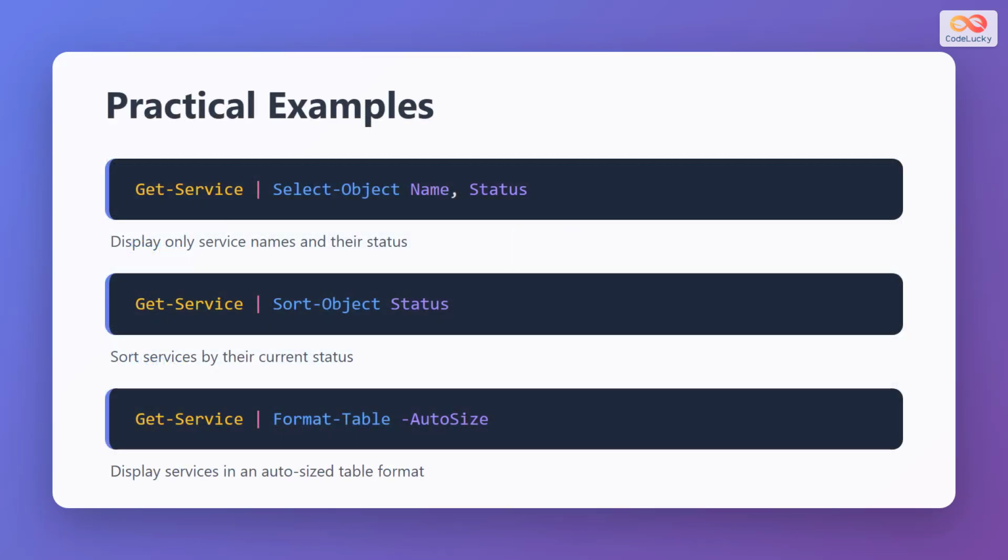Let's look at some practical examples. Get-Service | Select-Object Name, Status displays only the service names and their status, making the output cleaner. Get-Service | Sort-Object Status sorts all services by their current status, grouping running and stopped services together. Finally, Get-Service | Format-Table -AutoSize displays services in a nicely formatted table that automatically adjusts column widths. These techniques help you customize the output to match exactly what you need to see.